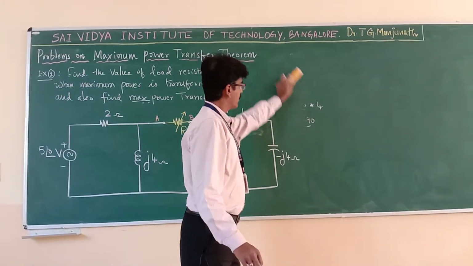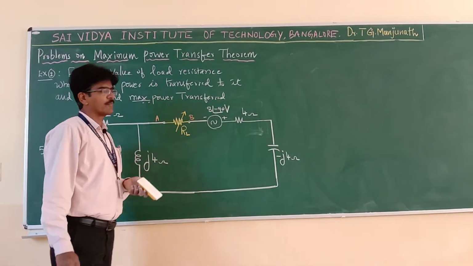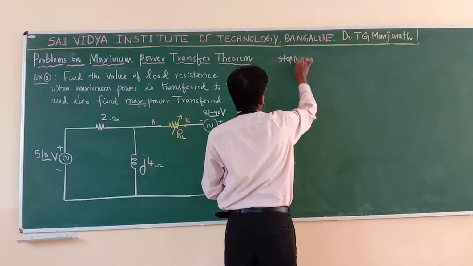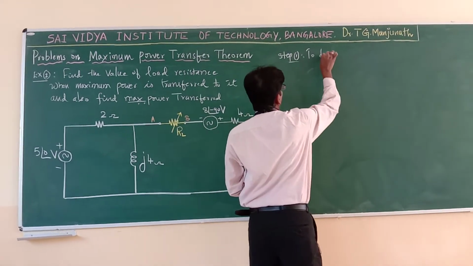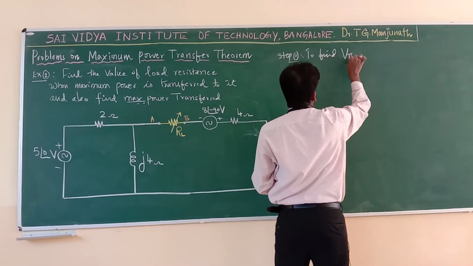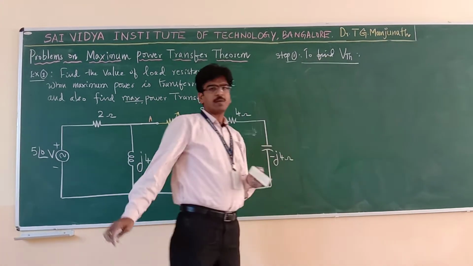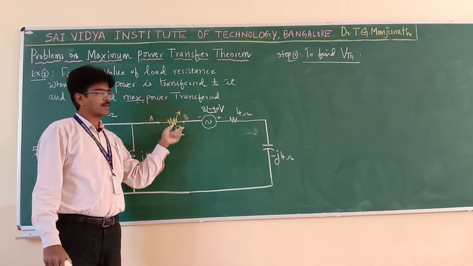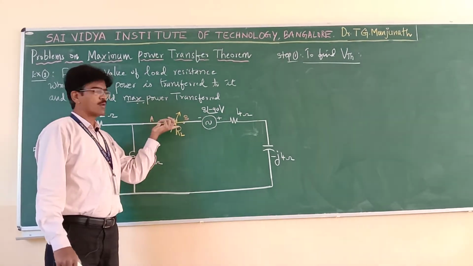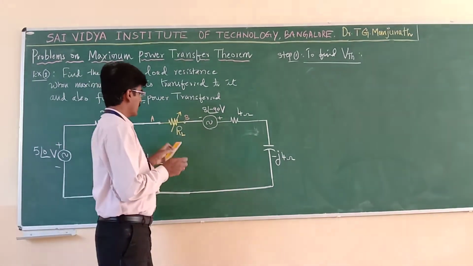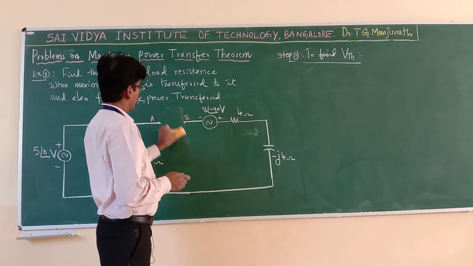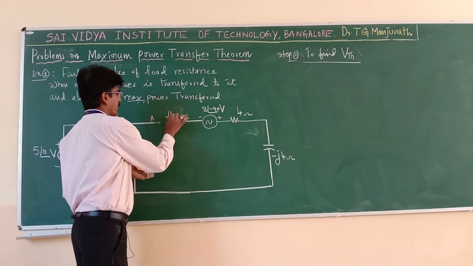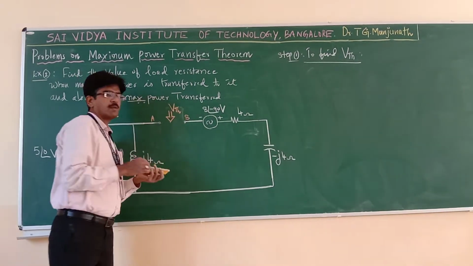Now let us obtain Thevenin's equivalent circuit across the terminals A and B. Step 1: to find V Thevenin. What is the procedure? V Thevenin is nothing but the open circuit voltage. Hence, remove the load, create the open circuit and find the open circuit voltage. Let us remove the load, create the open circuit, and find this voltage, which is your V Thevenin.